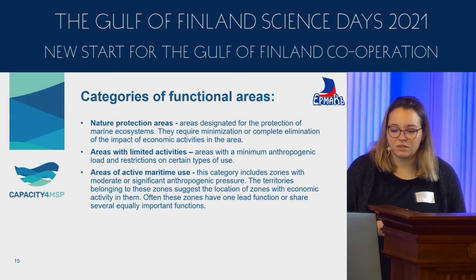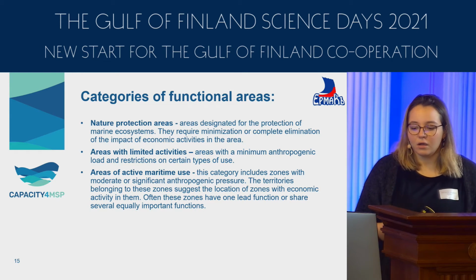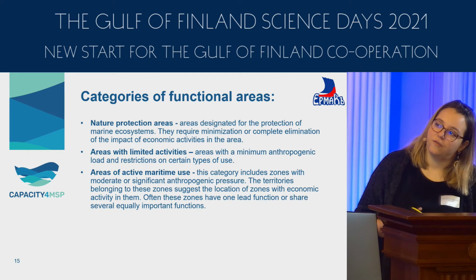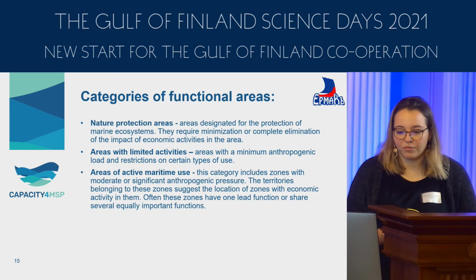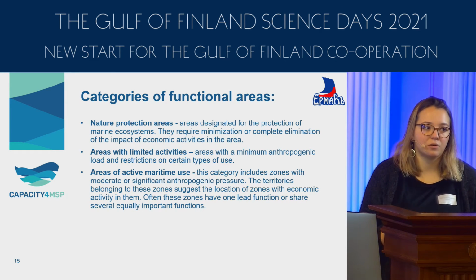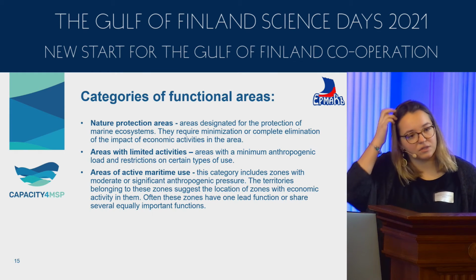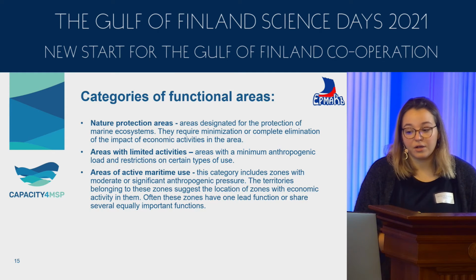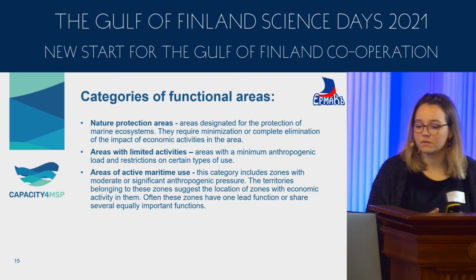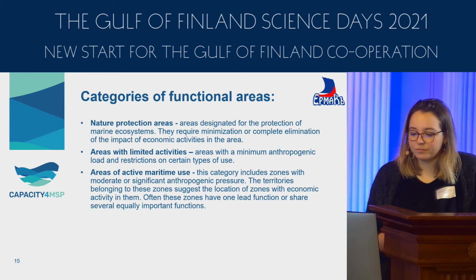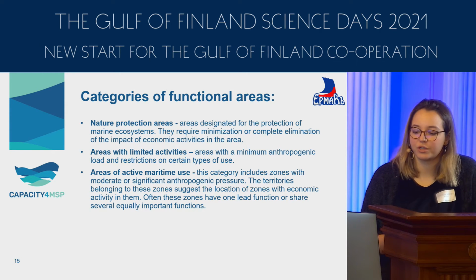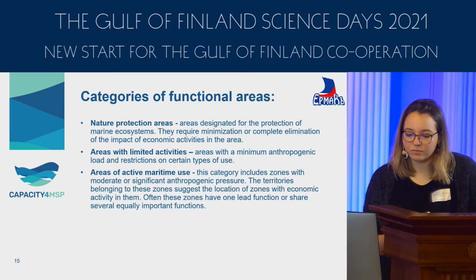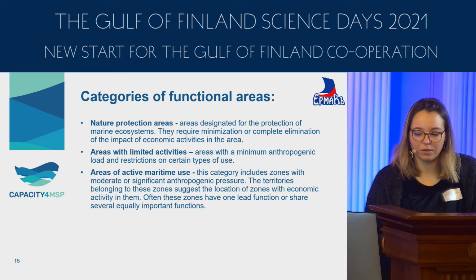So, categories of functional areas. There are nature protection areas, areas with limited activities, and areas of active maritime use. Nature protection sites are effectively areas that are designated for the protection of the marine ecosystem, and they require minimization or preferably complete elimination of the impact of economic activities in the area, or sometimes the economic activity itself. Areas with limited activities are areas with a minimum anthropogenic load and restrictions on certain types of use, while areas of active maritime use are zones with moderate or significant anthropogenic pressure. The territories belonging to these zones suggest a location of zones with economic activity in them, and sometimes they have one lead function or can share several equally important functions.